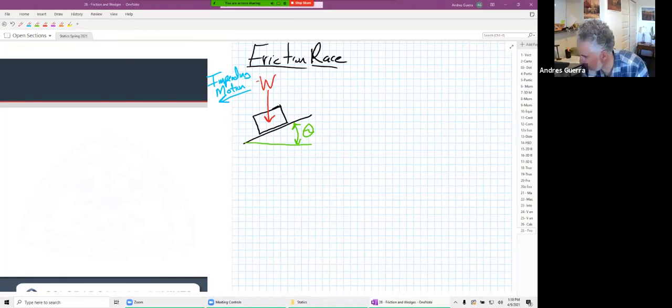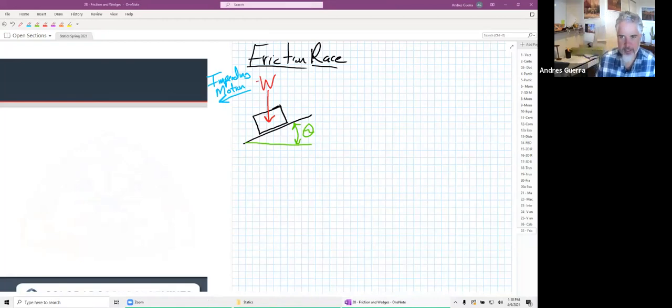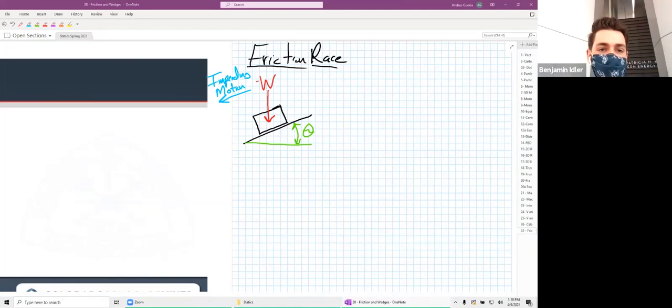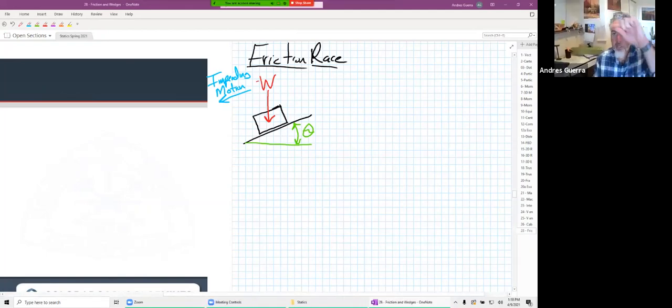Oh, I see. How about Katie? Maybe Katie's not here. Ben Idler. What direction? Does our frictional force go down and to the left or up and to the right? I think it should be up and to the right. Up and to the right, absolutely, right? Because our block is trying to slide down the ramp. Frictional force will always oppose impending motion. So our frictional force is going to go there.